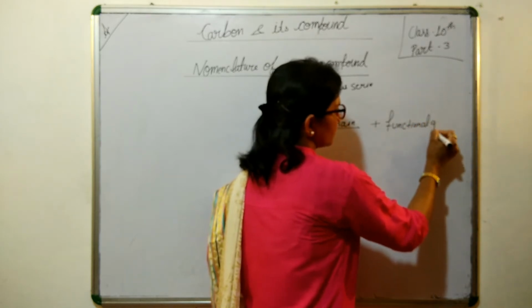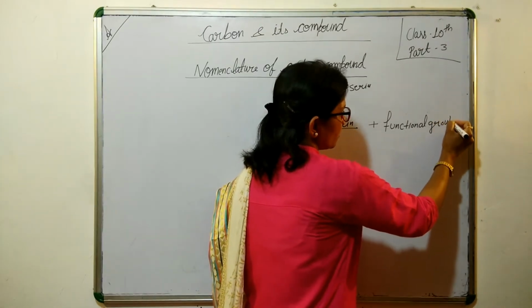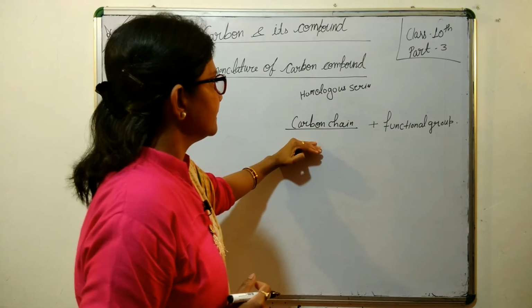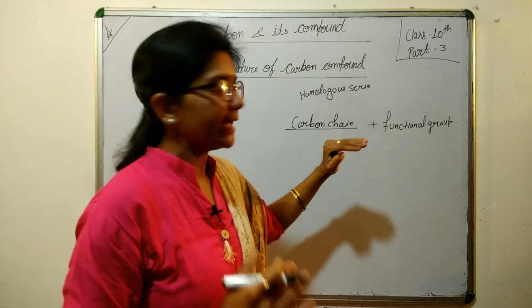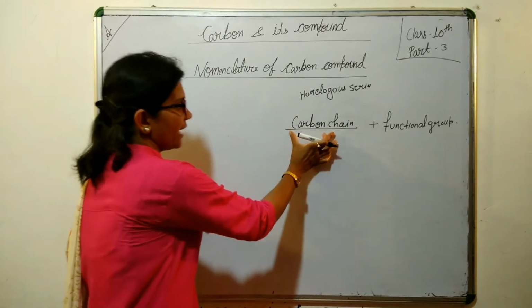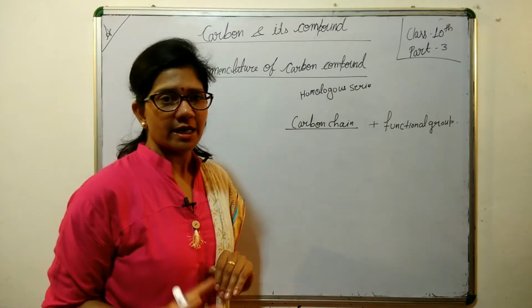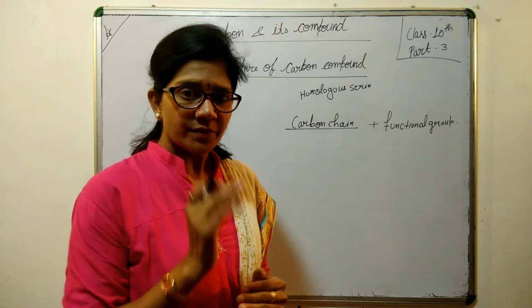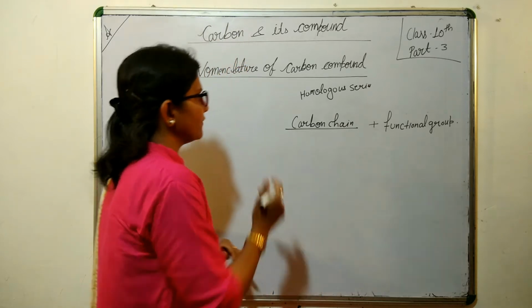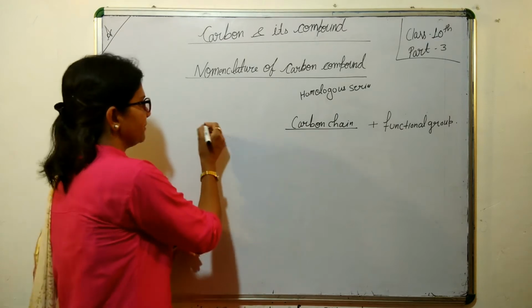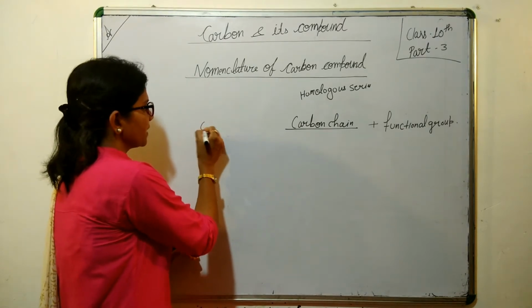So what we are supposed to do when we are trying to give the name, or trying to name the carbon compound, is to see the carbon chain, meaning how many carbons are present here. In our previous classes we have seen up to carbon 10, what the names should be. Let's recall again.